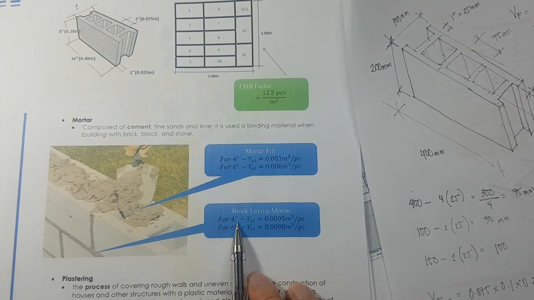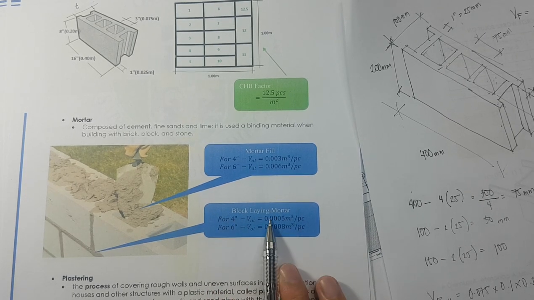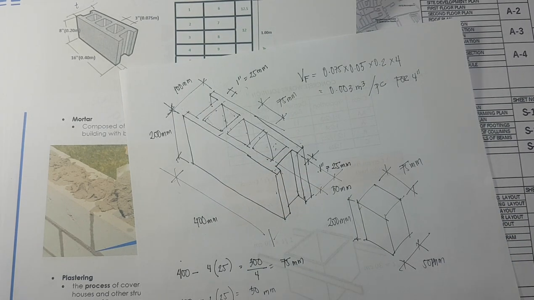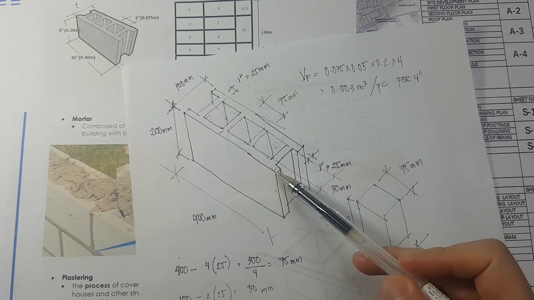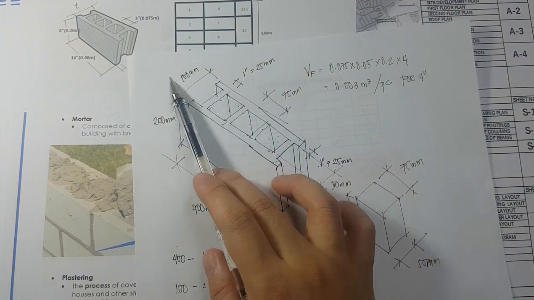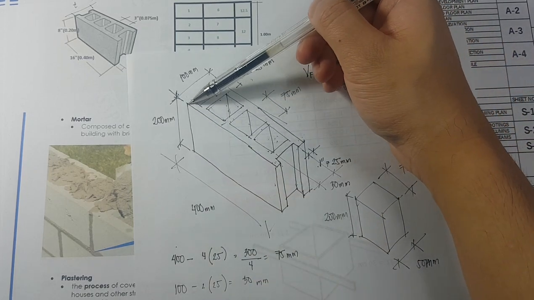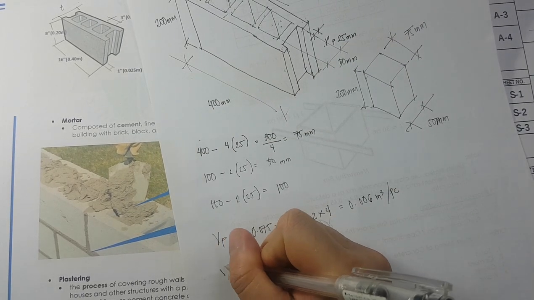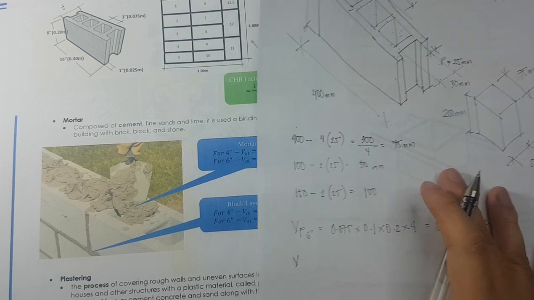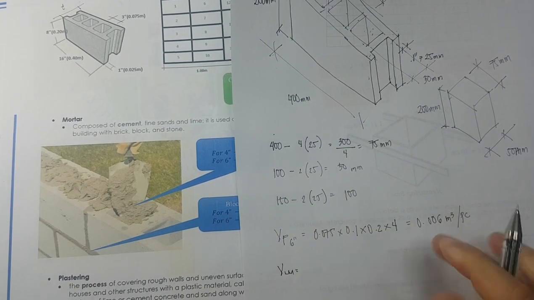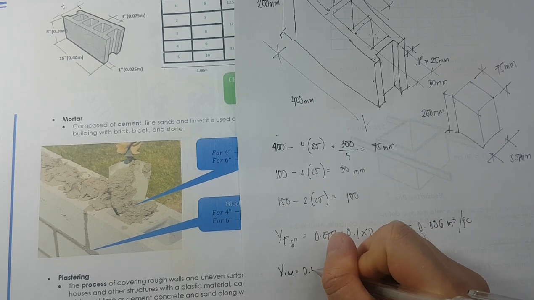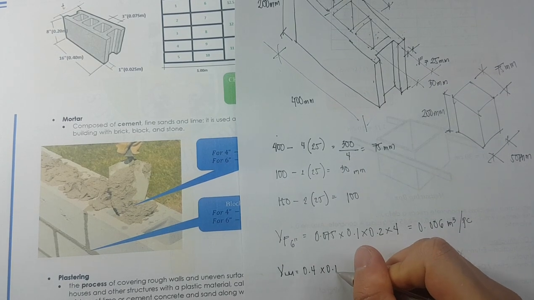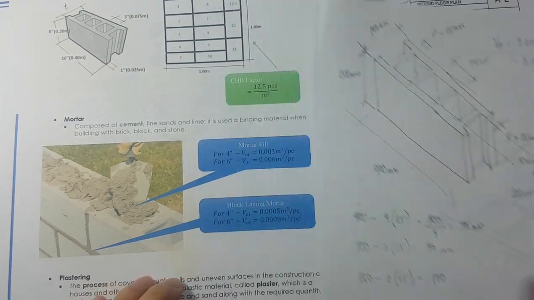Okay? Now, for the block laying mortar, it is like this. Take note, what we will measure this time is the top. Okay? So, assuming we are still on the 4-inch, 100 mm, it would be 0.4 times 100. So, for the volume of the laying mortar, it is equivalent to 0.4 length times the width or the thickness of 0.1.